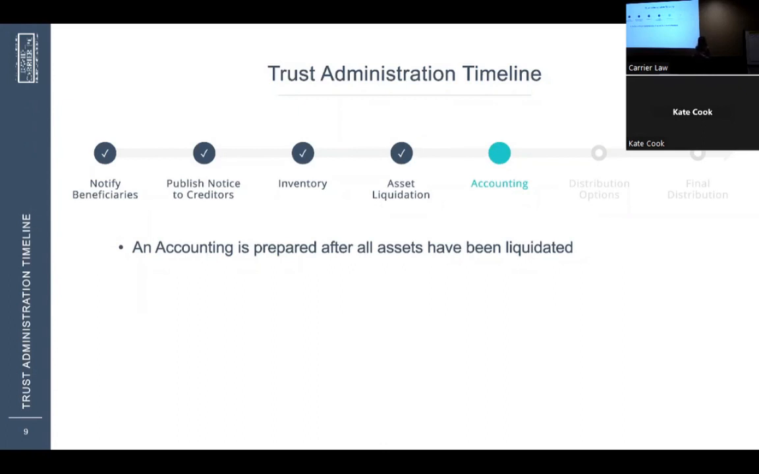So once everything in a trust has been liquidated, before distributions are made to each beneficiary, every beneficiary has the opportunity to review the accounting for the trust. That way you can see everything that was in the trust when your loved one died and everything that is in the trust after the trust has been administered.